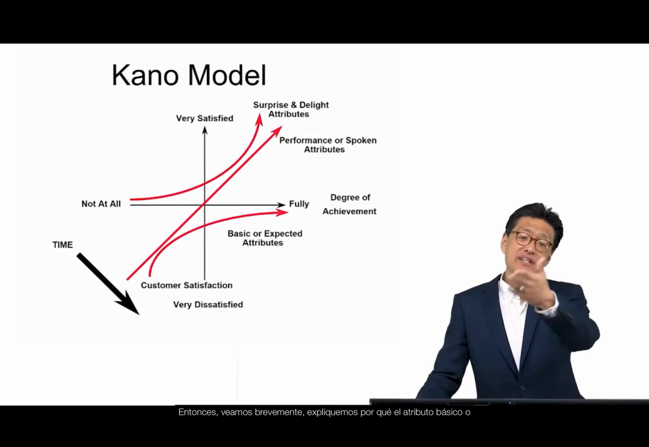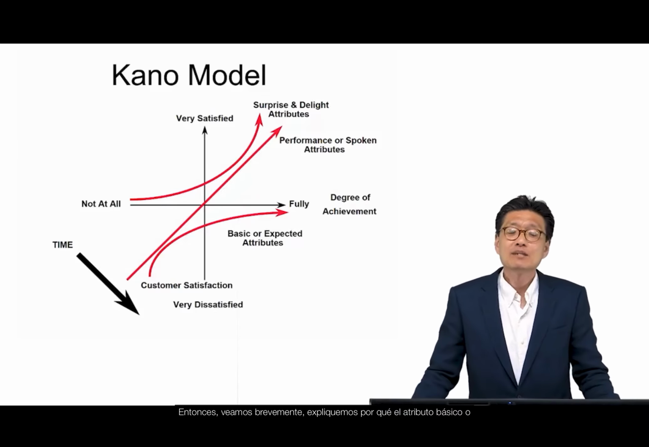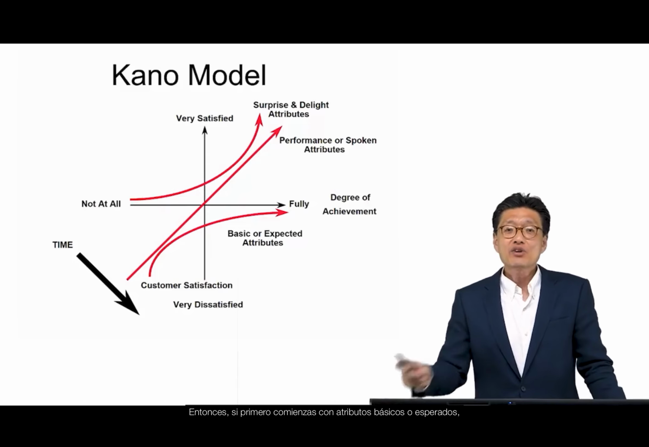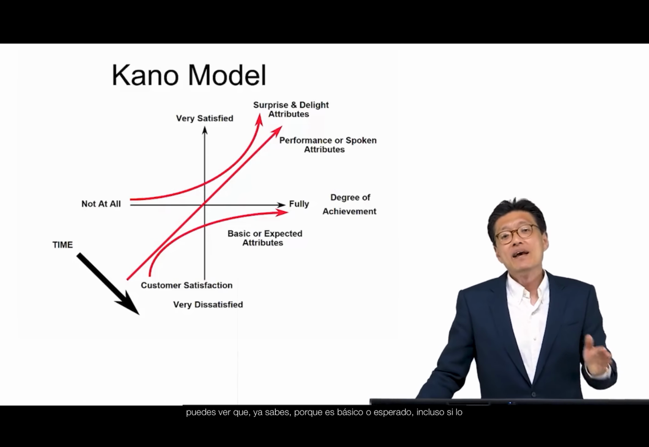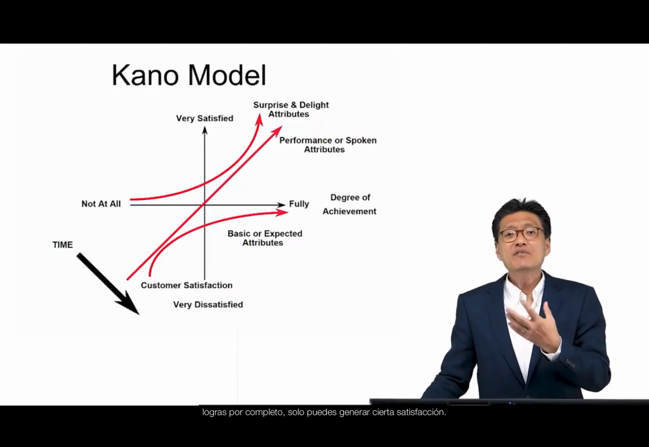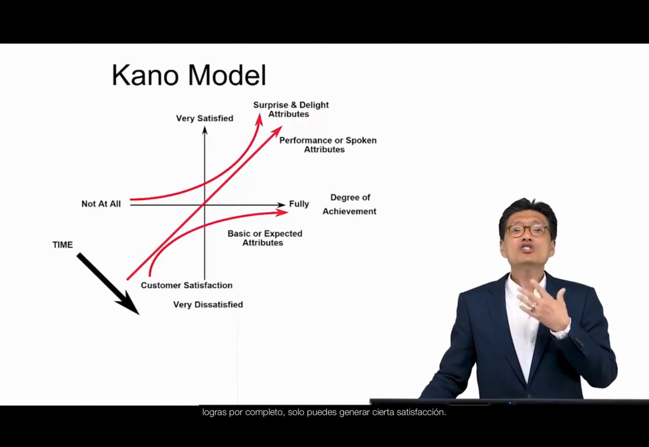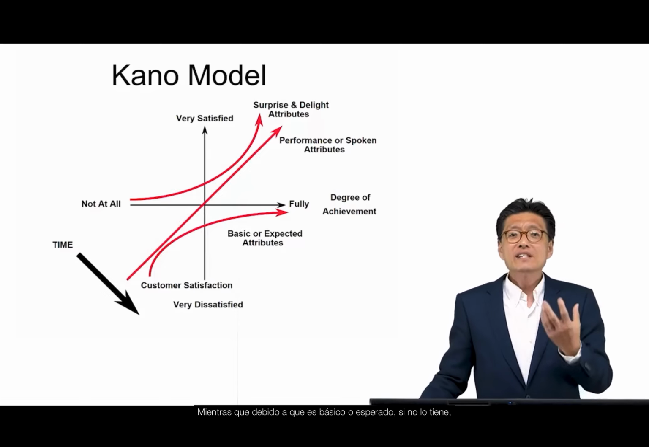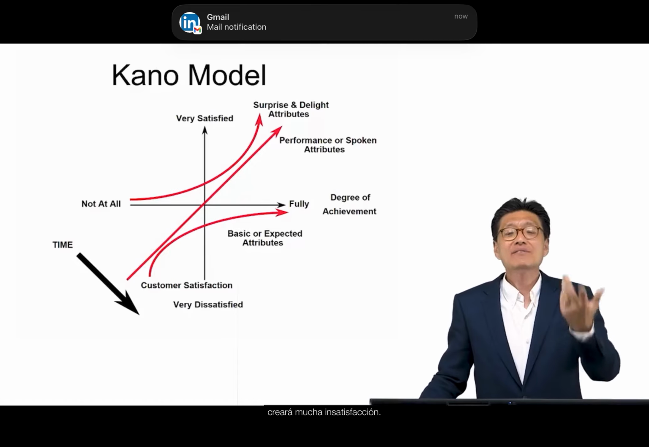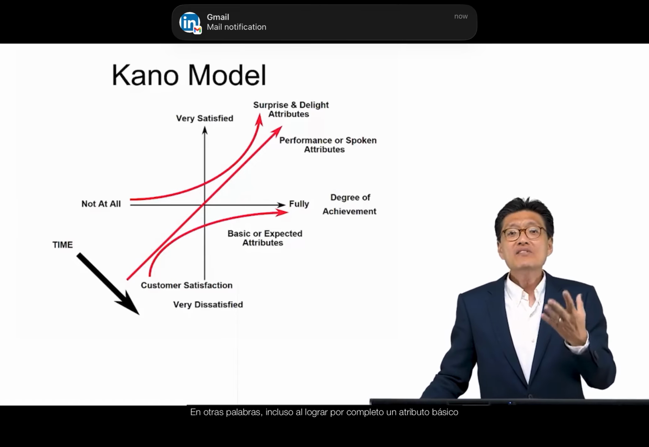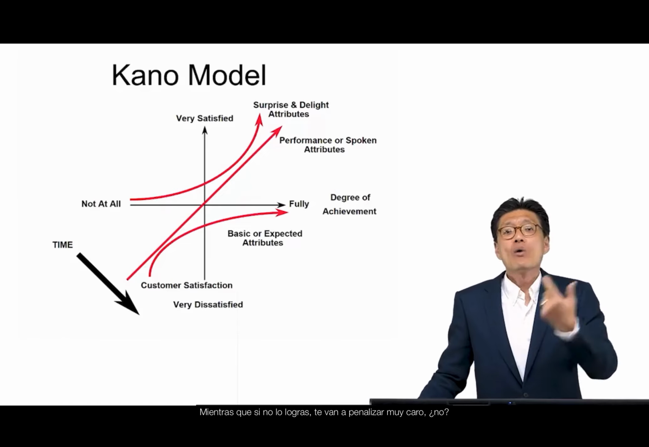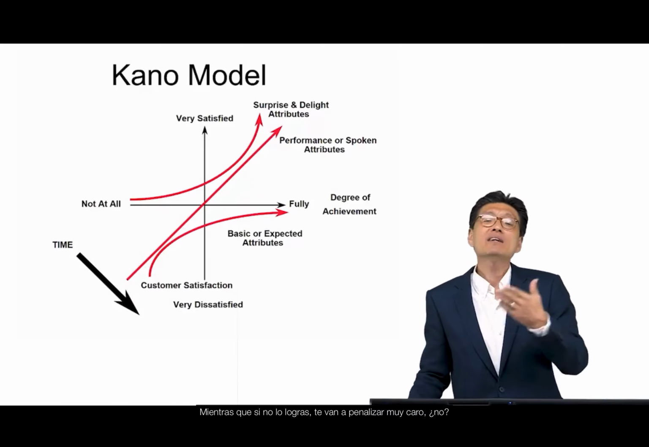So let's briefly explain why the basic or expected attribute looks the way it does, and the other two attributes as well. If you first start with basic or expected attributes, because it's basic or expected, even if you fully achieve it, you can only generate so much satisfaction. Whereas because it's basic or expected, if you don't have it, it's going to create a lot of dissatisfaction. In other words, even by fully achieving a basic or expected attribute, you're not going to be rewarded handsomely. Whereas if you don't achieve it, you're going to be penalized dearly.